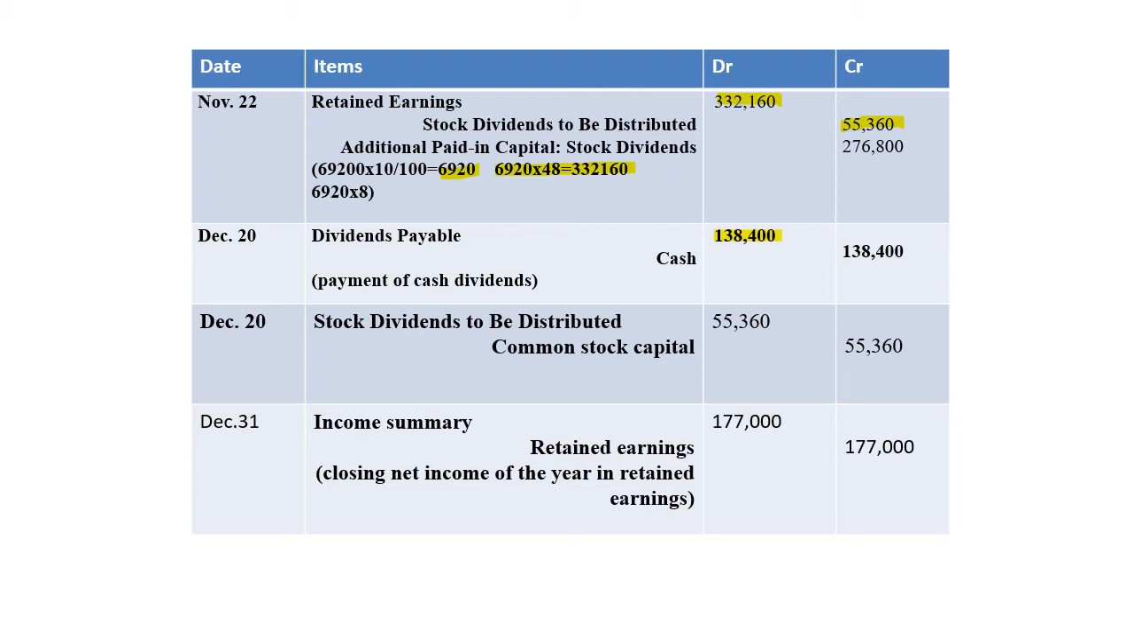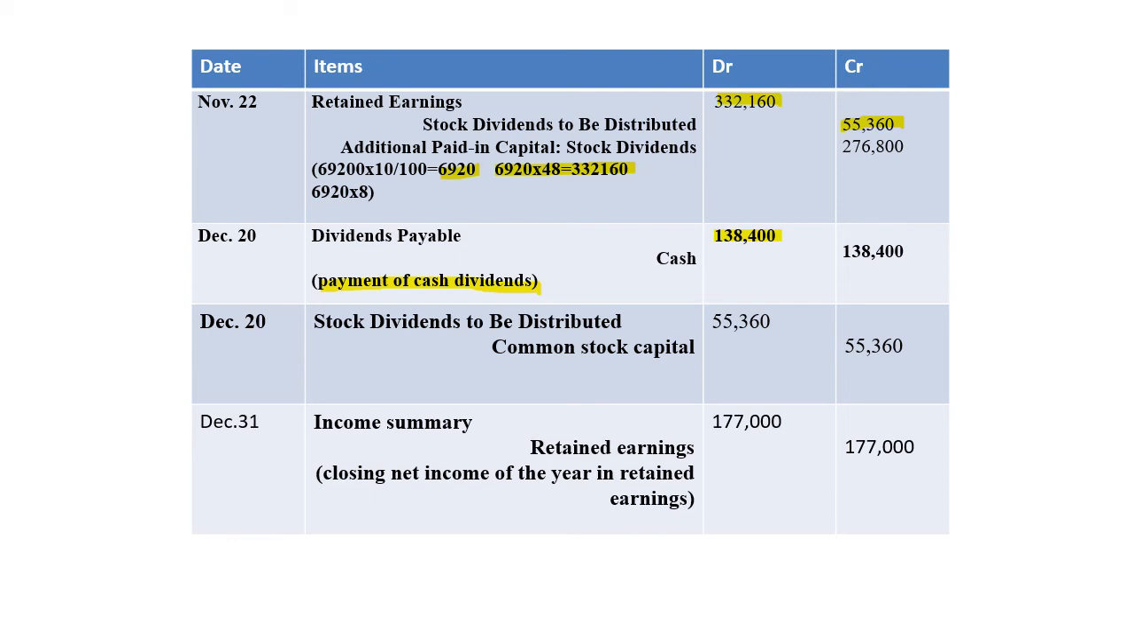And on December 20, the same date, the board of directors decided to pay for the cash dividends and also to distribute the common stock as stock dividends. So the stock dividends to be distributed will be debited to close the liability. We said that stock dividends to be distributed is a liability. To close the liability, you make it debit, and now it's capital. It's not to be distributed, it's already distributed. So it's common stock capital. And that journal entry, you write between brackets that it's distribution of stock dividends.